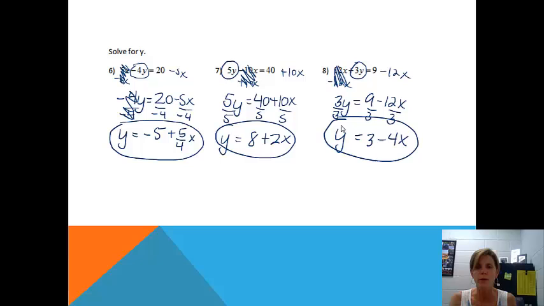So that's what the equation looks like solved for y. So hopefully now you can solve a formula for a specified variable.